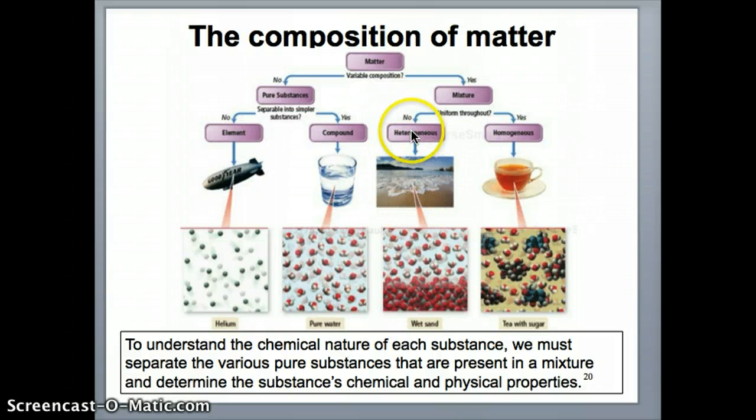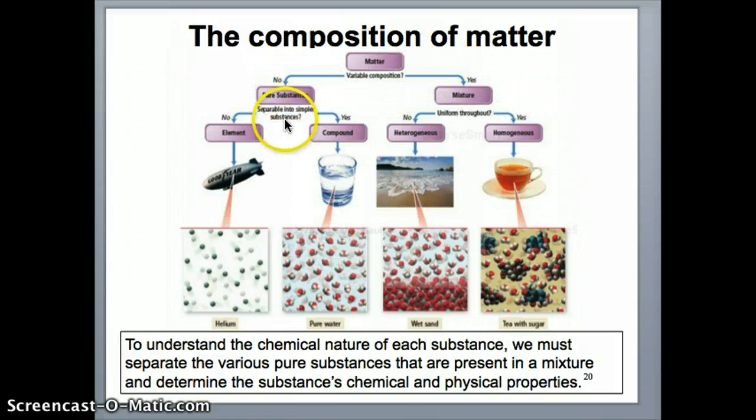Now, whether a mixture is heterogeneous or homogeneous, usually one of the goals that we have at the very beginning is to try to separate them into the pure substances that make up the mixture. Okay. So we do this because we want to understand what it is, what's unique about each of these pure substances that make up the mixture. So what we want to do is take these and separate them into pure substances.